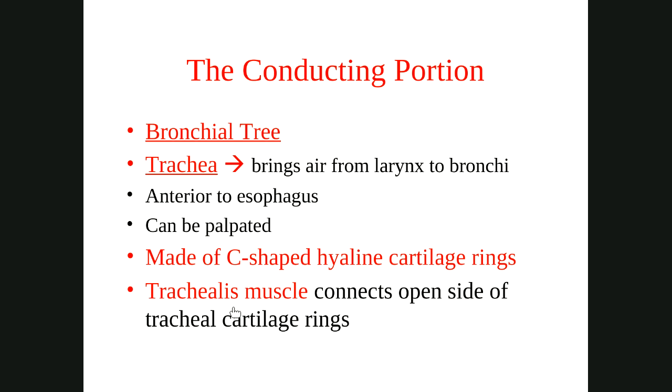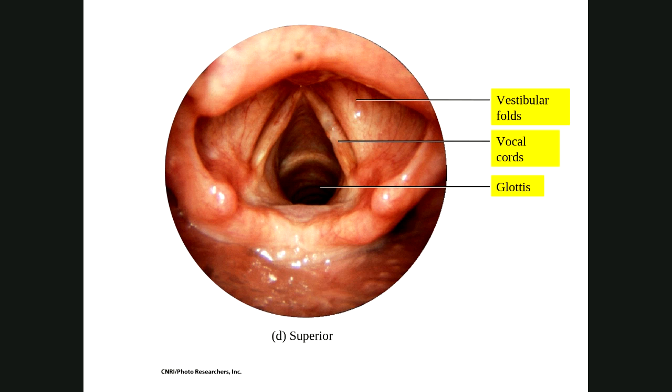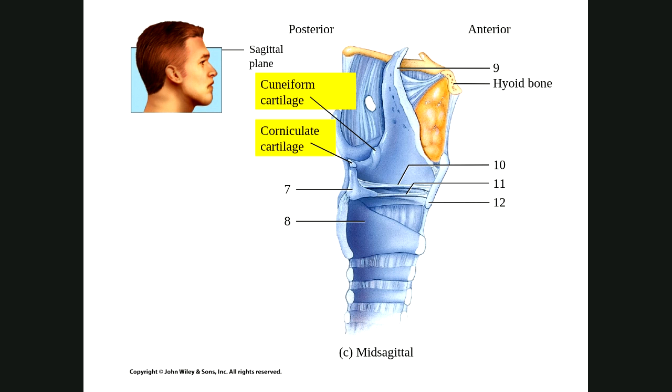And it's connected by the trachealis muscle, which connects the open side of the tracheal cartilage. So if you want to see that again, right here. So these are C-shaped. And then this muscle right here is the trachealis muscle. It's very interesting.